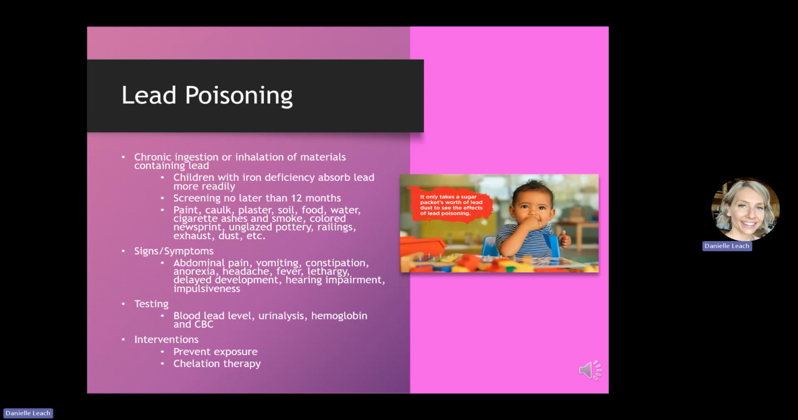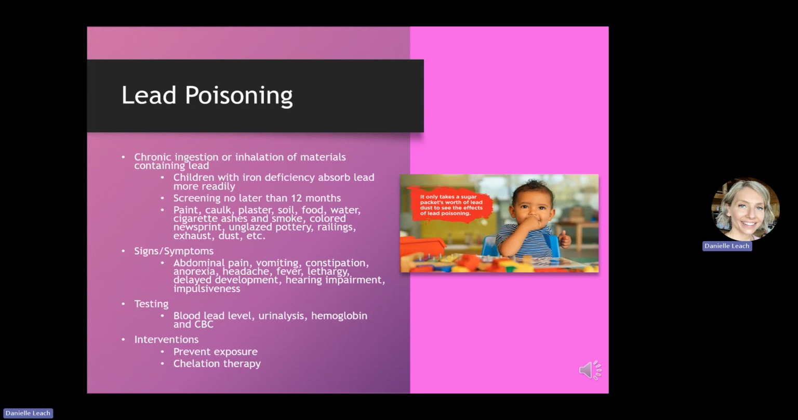Signs and symptoms can be sort of nonspecific and a little vague. Things like abdominal pain, vomiting, constipation, headache, not wanting to eat, being lethargic, and then other central nervous system signs like hyperactivity, impulsiveness, irritability, and delayed development. Testing for this, we can just test for blood lead level. We can also test for lead in the urine. We can also check hemoglobin and CBC.